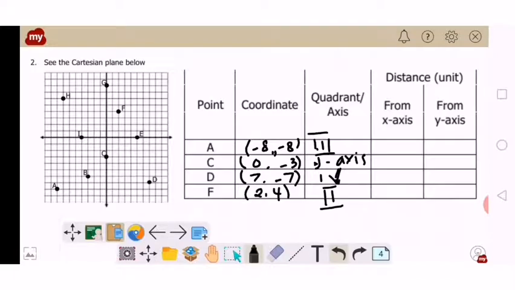And then for the distance from the x-axis, the distance of point A from the x-axis. So here we have A, and from the x-axis, it means you need to check it to the horizontal line.